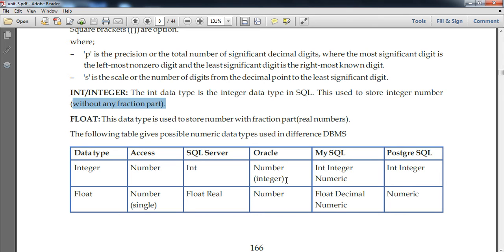I mean to say, in the Oracle database, we will use number for both integer and float data types. In MySQL, int for integer numbers and float for floating decimal numbers. And in PostgreSQL, int for integer and numeric for float.